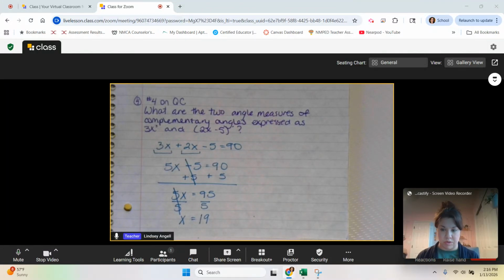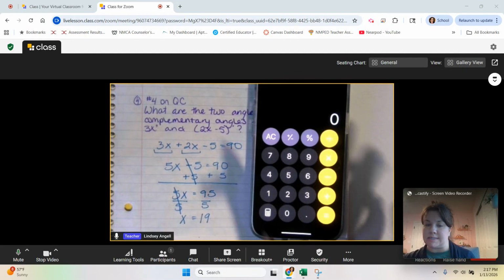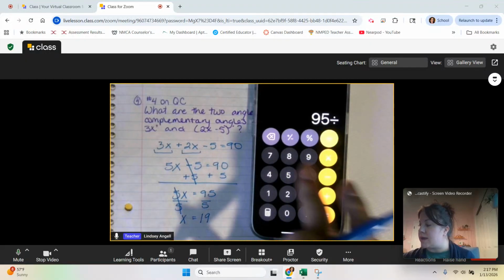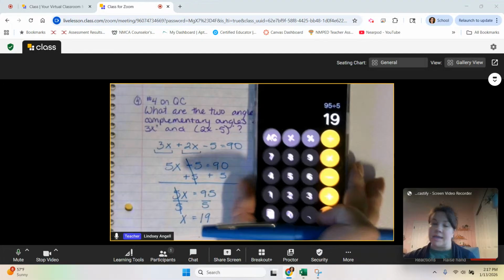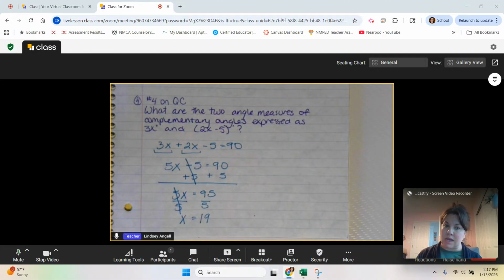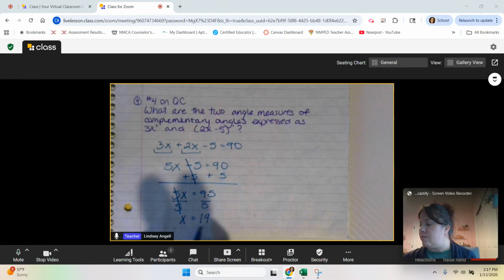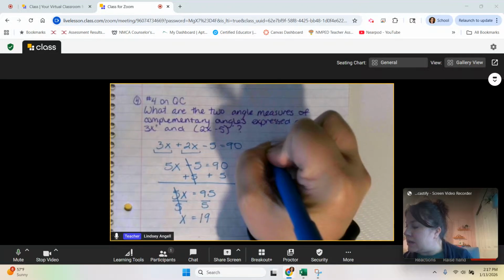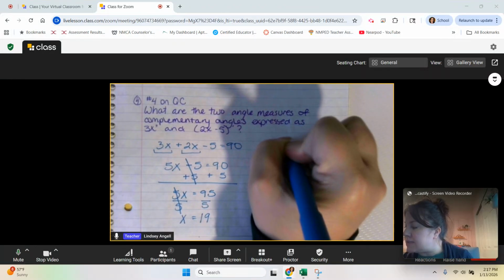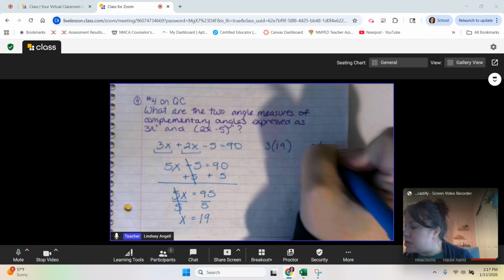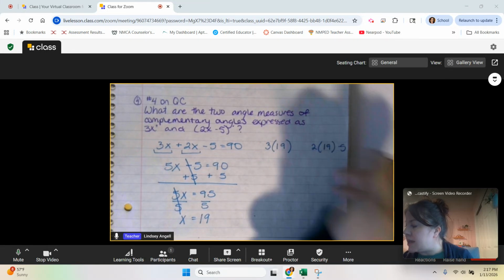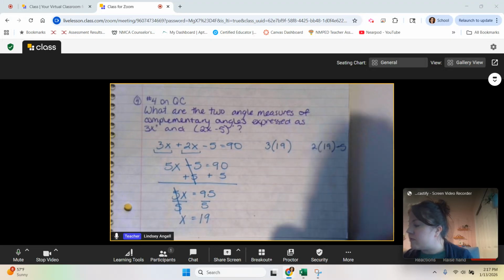But if you want, and right now I'm going to do the same, just show good practice. I'm going to check to make sure that I'm correct. 95 divided by 5 is 19. But that is not my final answer. It says, what are the two angle measures? So now I need to plug that 19 back in. So we've got 3 times 19, and then we've got 2 times 19 minus 5.